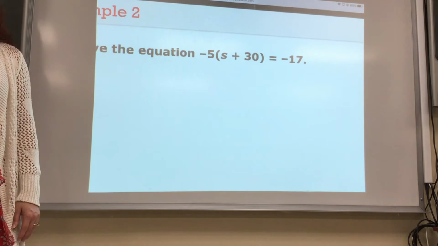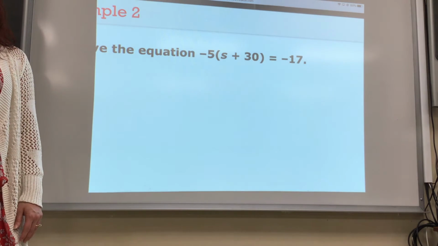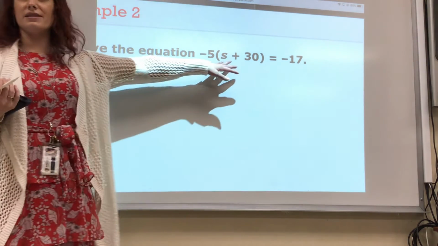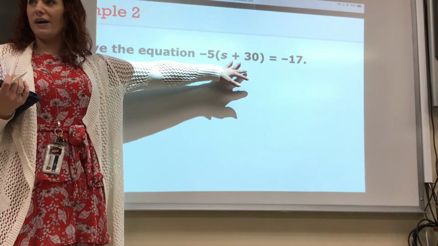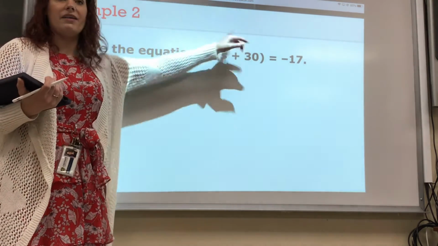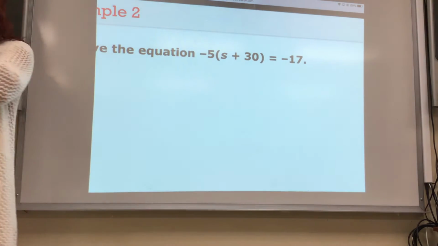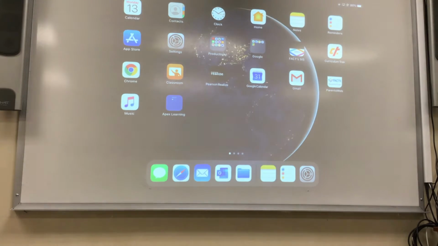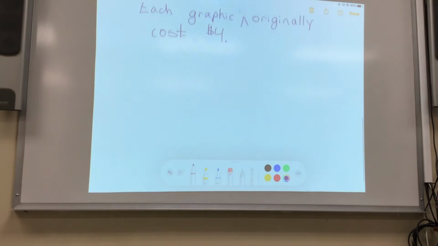Do we have to put all the stuff in? Write it down. It's got parentheses. When it's got parentheses, you know you have to distribute. So distribute the -5 in. Start there. I'm gonna write it down in a second.